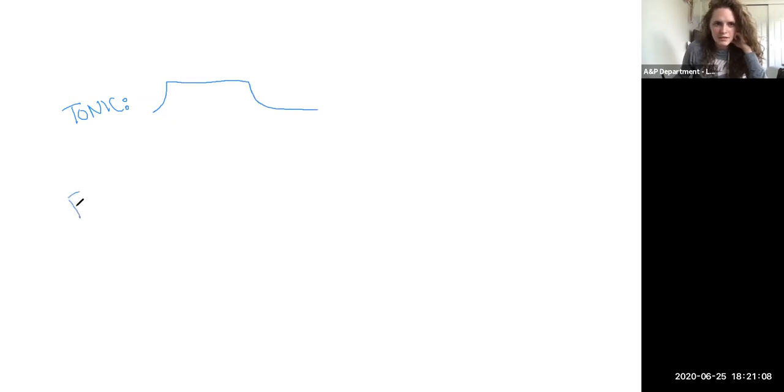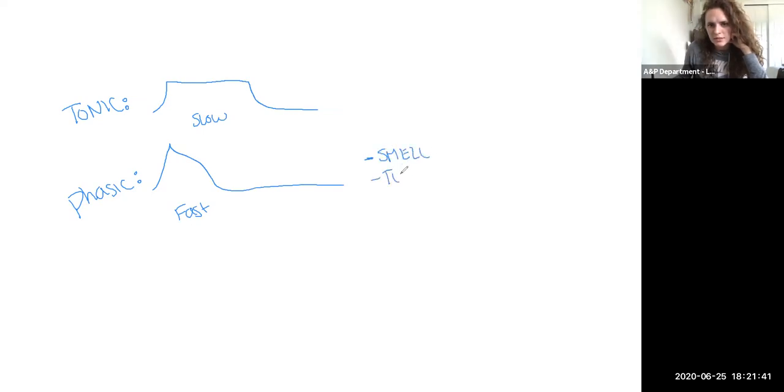A phasic is a fast adapting receptor. Okay, so you get a stimulus. Immediately that stimulus is going to start decreasing until the stimulus is gone. So this is fast. This is slow. Okay, so an example of this, your phasic receptors would be, your big ones are smell and temperature.